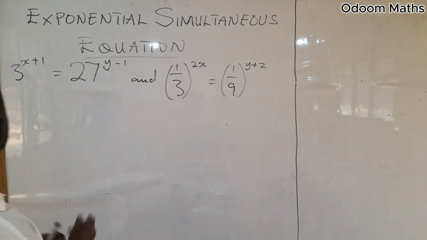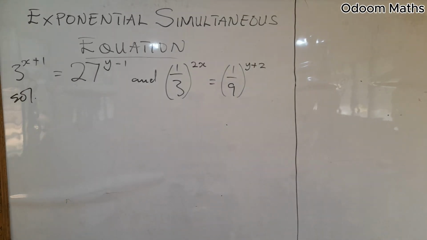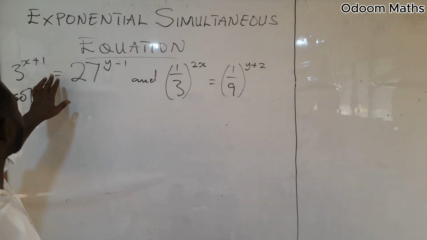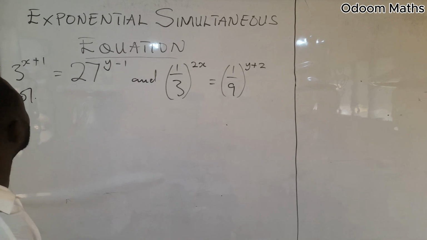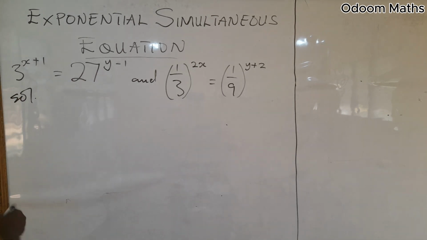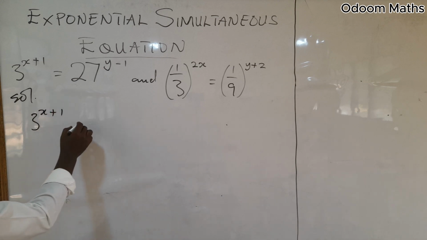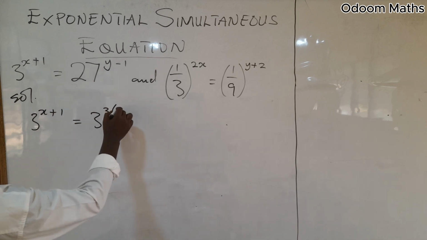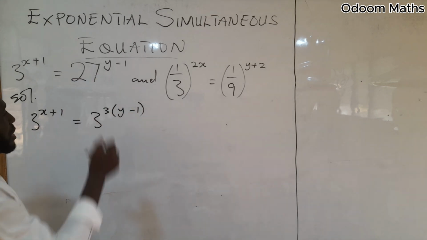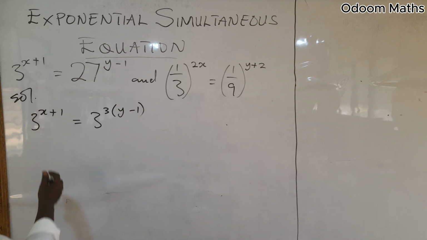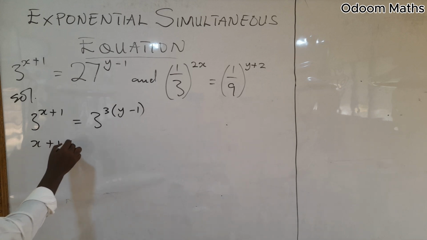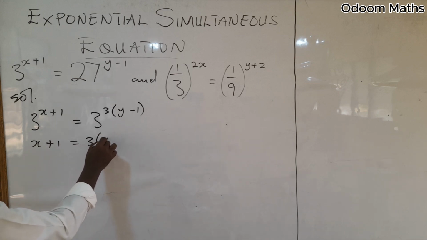We first need to look at the first equation. We change this to a base of 3 with a certain power. When you raise 3 to the power 3, that gives us 27. So we have 3 to the power x plus 1 equals 3 to the power 3 into brackets y minus 1. Since the bases are the same, we can equate the powers straight away. Therefore, x plus 1 is equal to 3 into y minus 1.